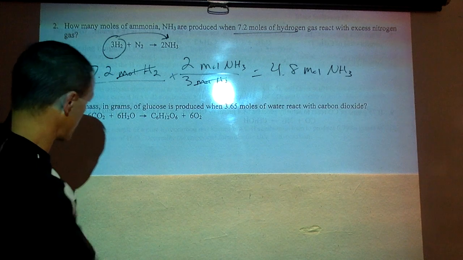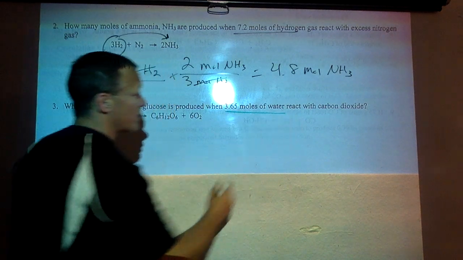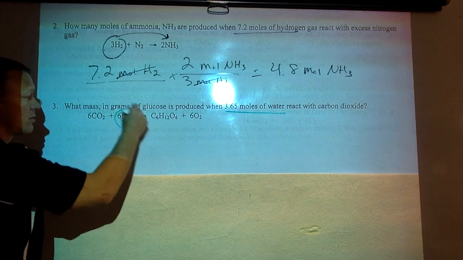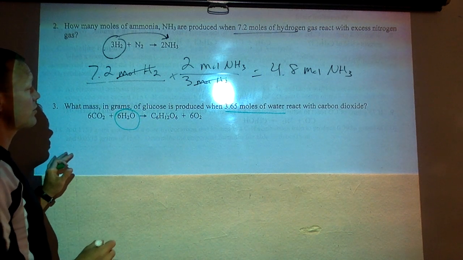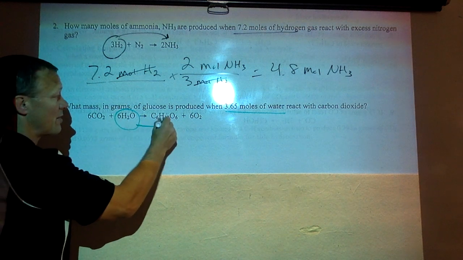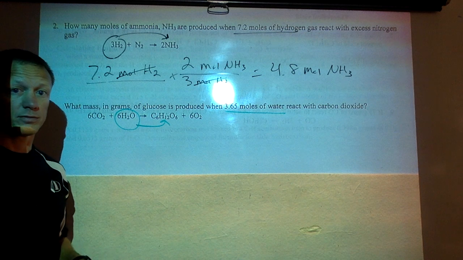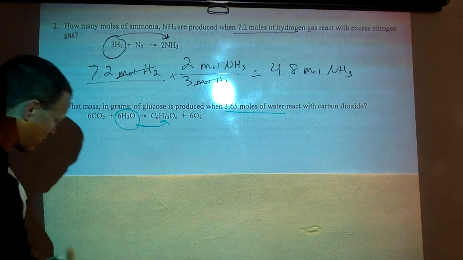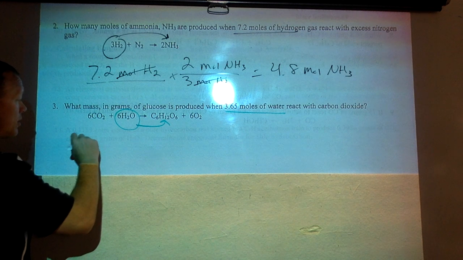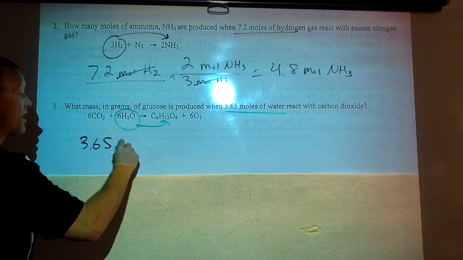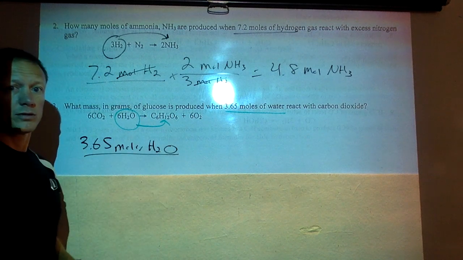Second one down here, number 3, is giving us moles of water. So it's telling us the moles of water, and we're going to grams of glucose. It wants to know how many grams of glucose can be made from a certain number of moles of water. So same pretty much steps. We're going to start with our 3.65 moles of water.